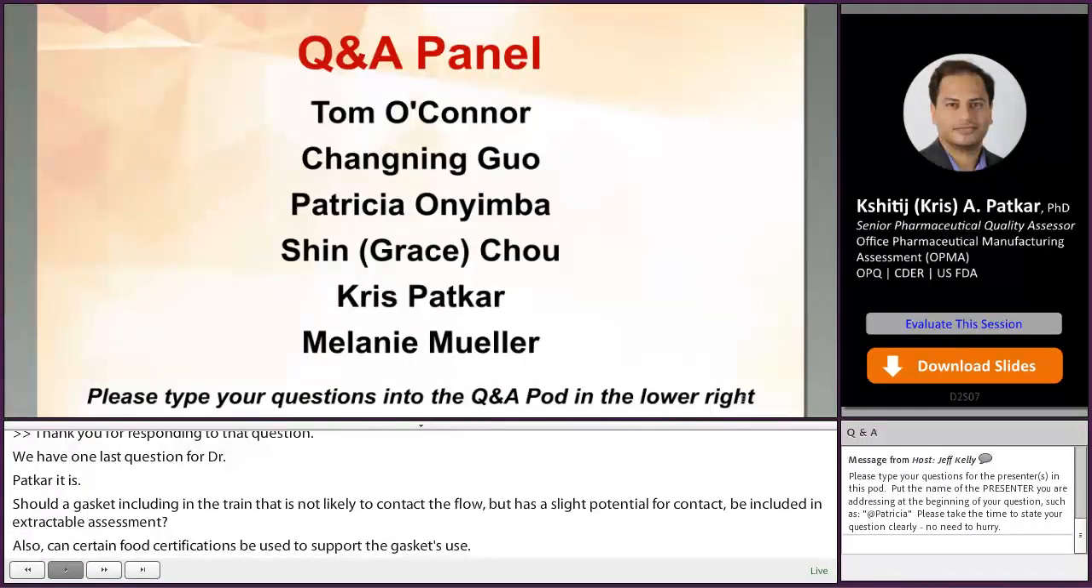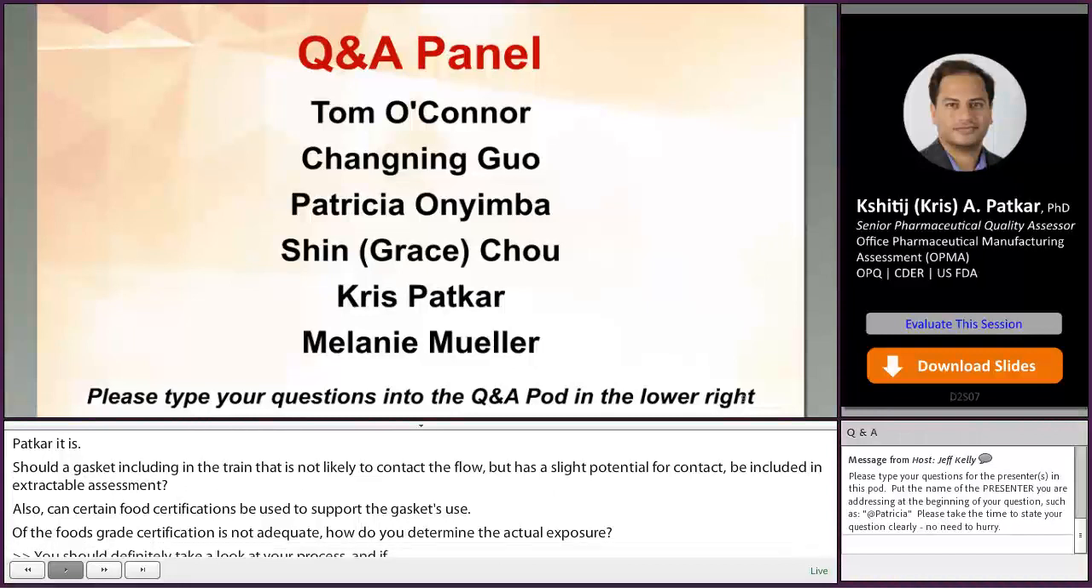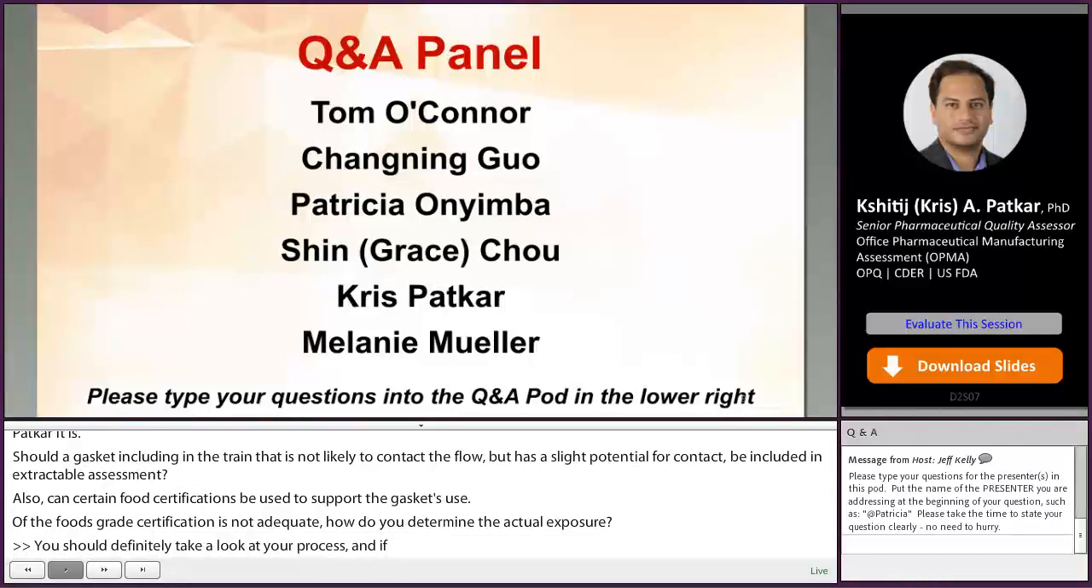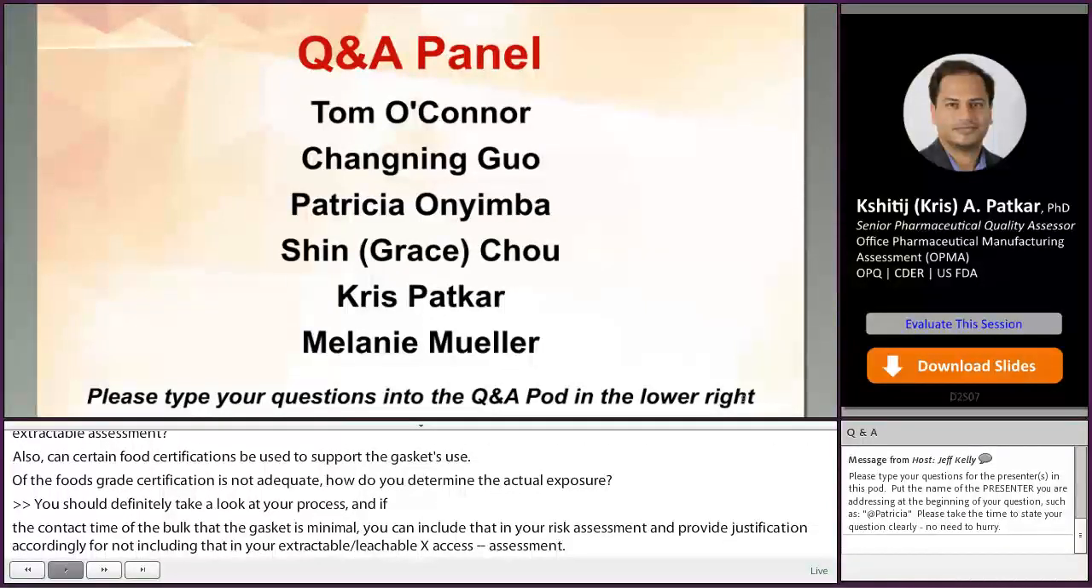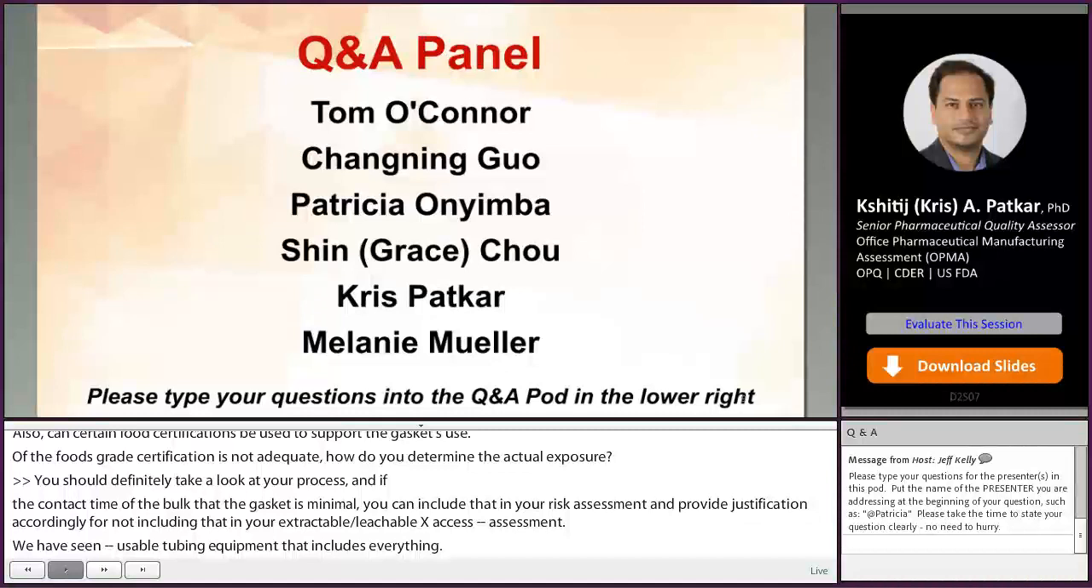You should definitely take a look at your process, and if the contact time of the bulk with the gasket is minimal, you can include that in your risk assessment and provide justification accordingly for not including that in your extractable leachable assessment. I have seen applicants actually use the whole tubing equipment that includes everything, tubing connectors, as well as any filter attached to the tubing, and carry out extractable studies on the whole capsule along with the tubing.